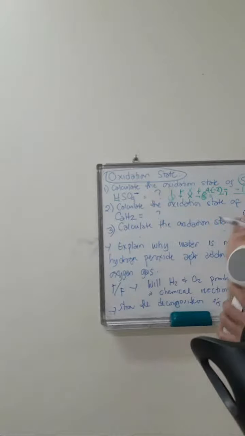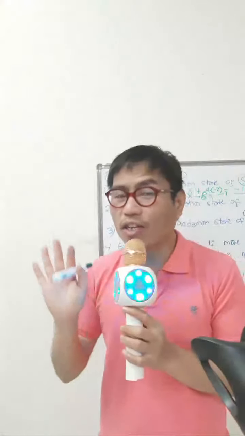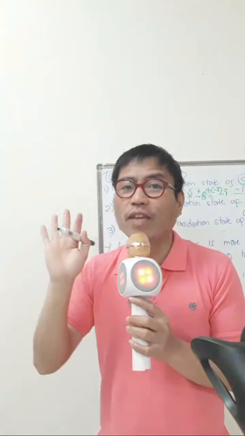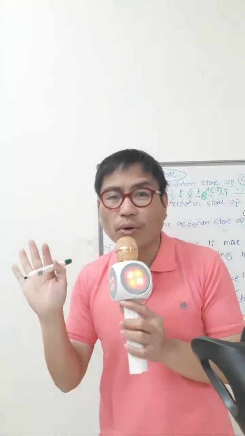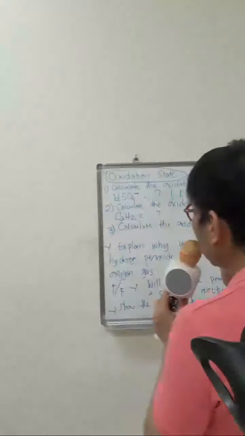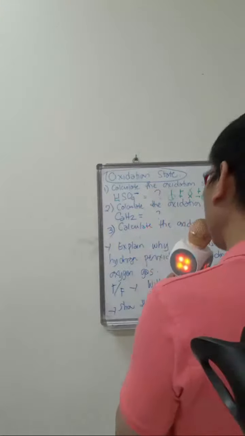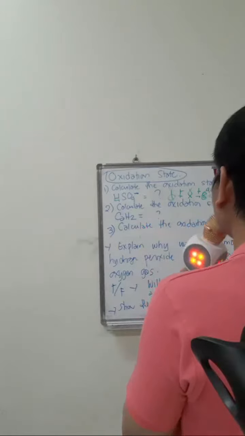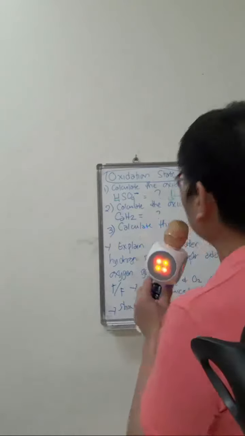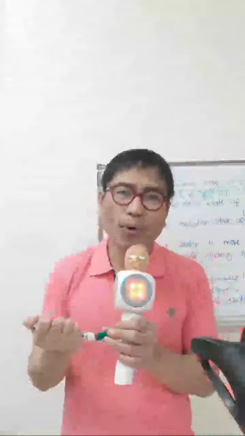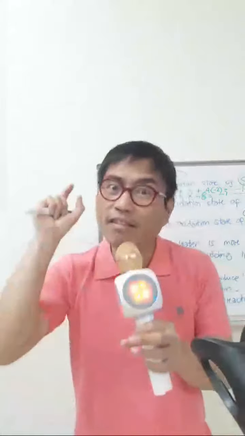Since we let X be our oxidation number and oxidation state, then automatically that is the oxidation number and oxidation state of sulfur in the bisulfate polyatomic anion. Positive 6 is the answer in number 1. The oxidation number and oxidation state of sulfur in bisulfate is 6. Okay, we have answered number 1.